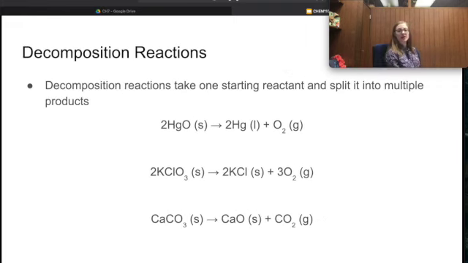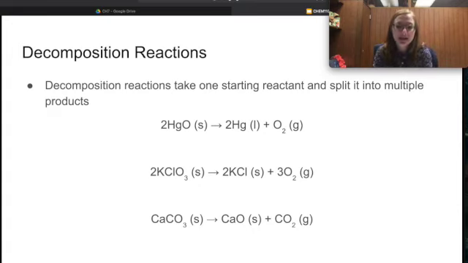Decomposition reactions are kind of the opposite. So they take one starting reactant and they split it into multiple products. So the first one there is taking mercury oxide and splitting it down into, I guess it's mercury(II) oxide, I should be more specific. But that's mercury(II) oxide. So it's splitting that into mercury and oxygen molecules.